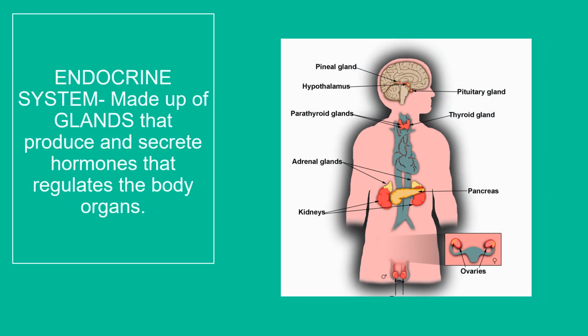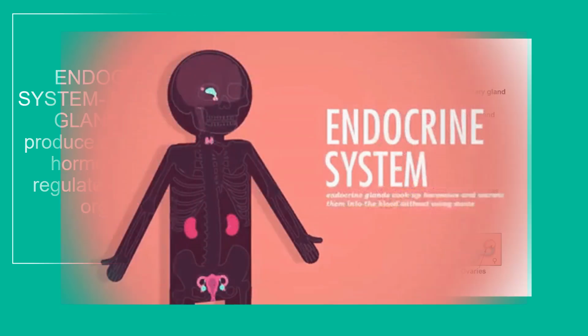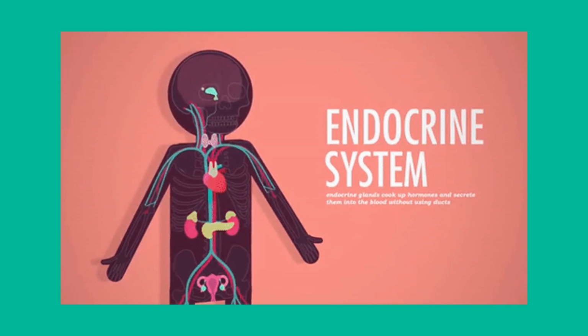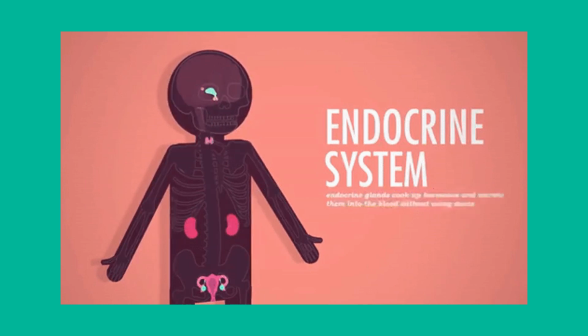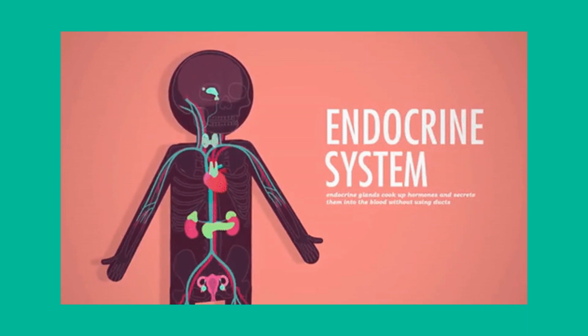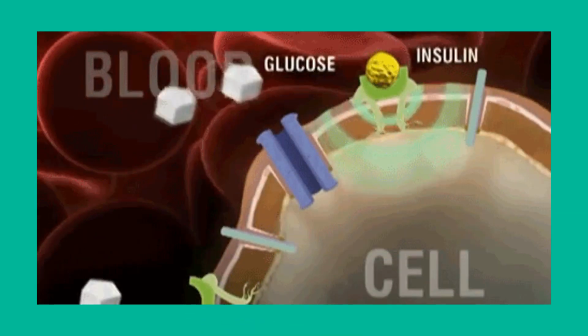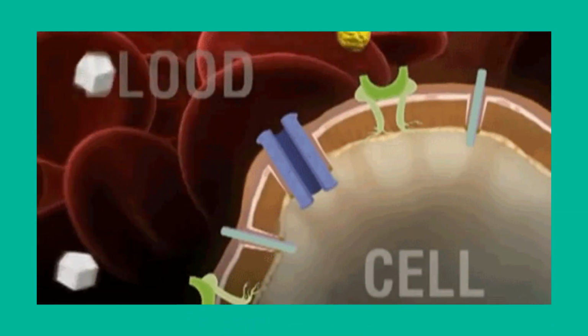First, we need to discuss the endocrine system. The endocrine system is made up of glands that produce and secrete hormones that regulate the body organs. Hormones are chemical messengers which transfer information from one set of cells to another for coordinated body functions. One of these hormones is insulin.